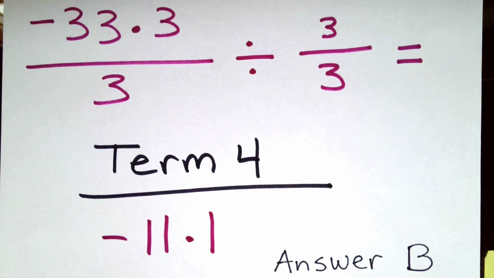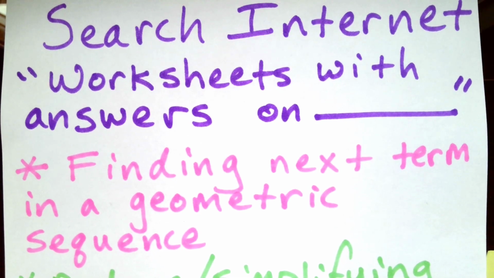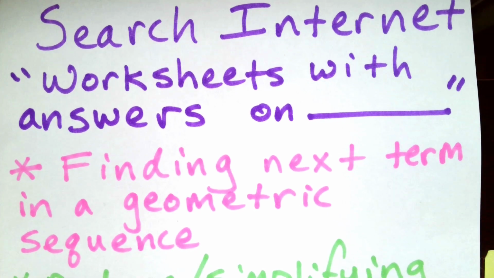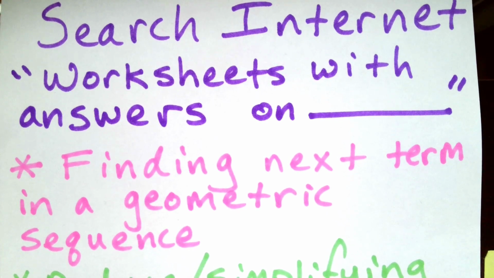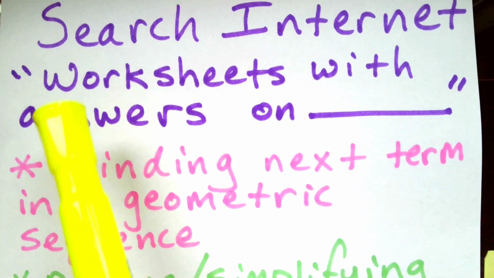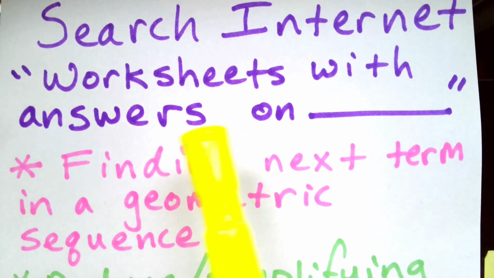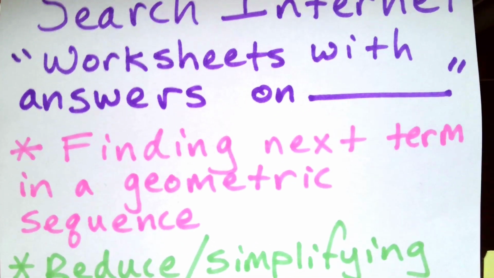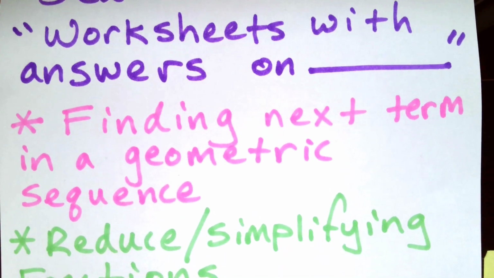Stick around. Hang tight for a few more seconds. I'm going to give you some suggestions to search the internet so you can find worksheets with answers so you can practice these new skills. All right, welcome back here to finding internet search options. You want to look for worksheets with answers on the following topics. Finding the next term in a geometric sequence.